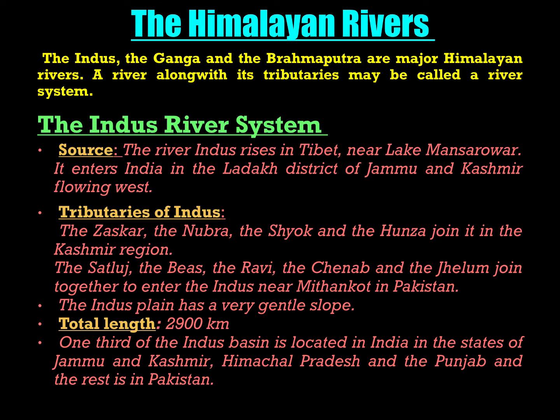The tributaries of Indus, Zaskar, Nubra, Shyok and Hunza are the tributaries of Indus in the Kashmir region, whereas Satluj, Beas, Ravi, Chenab and the Jhelum join together to enter the Indus near Mithankot in Pakistan. The Indus plain has a very gentle slope, hence the flow of water will be very slow. The total length of the Indus river system is 2900 kilometers.